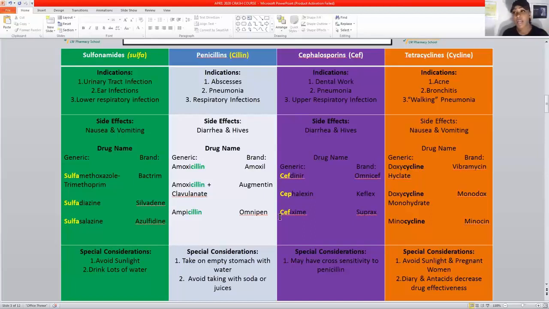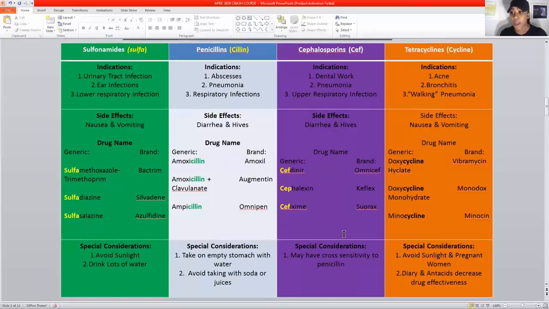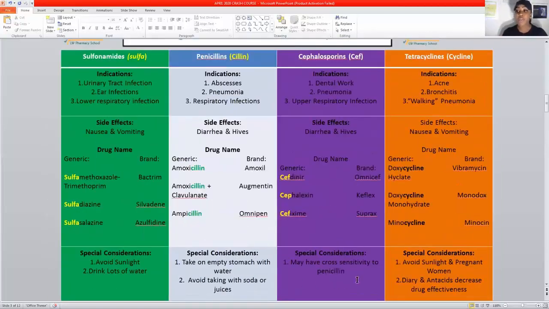Now again, like I told you, there are a couple other drugs that can fit underneath this category for cephalosporin. I put 3 down because that's what I'm allowed to do inside of this table. When I give you the link, you can put down as many as you want to, but for right now, we're just trying to get through the slide. Okay. May have cross sensitivity to penicillin. So if they're taking cephalosporin, it could have some type of cross sensitivity to penicillin.